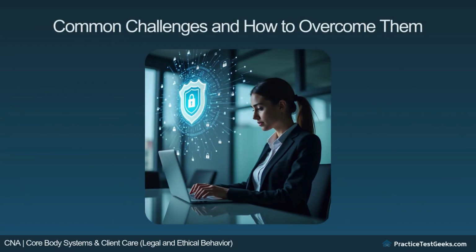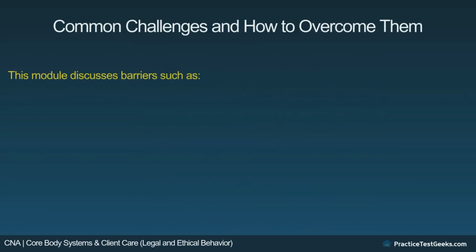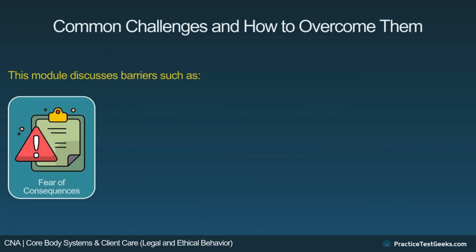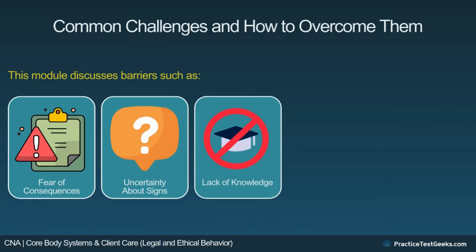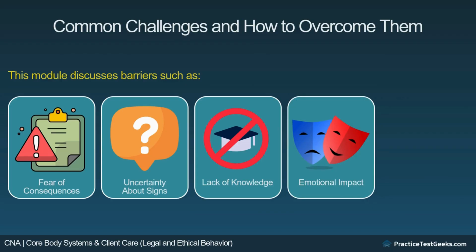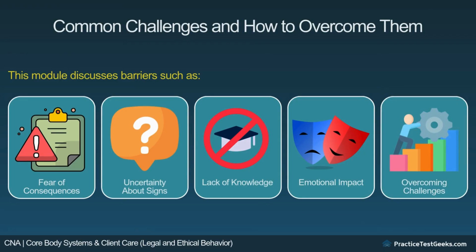Common challenges and how to overcome them. Mandated reporting is not always straightforward. This module discusses barriers such as fear of consequences, concerns about job security or relationships with colleagues, uncertainty about signs, doubting whether an incident qualifies as abuse, lack of knowledge, not knowing how or where to report, emotional impact, difficulty confronting or reporting colleagues or family members. Overcoming challenges: training, support systems, clear protocols, and fostering a culture of safety and transparency are essential.